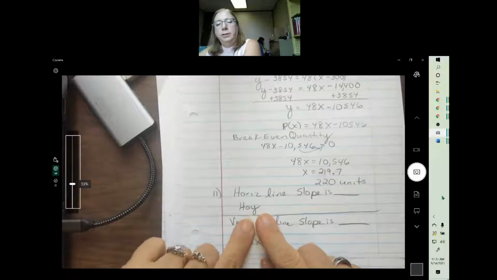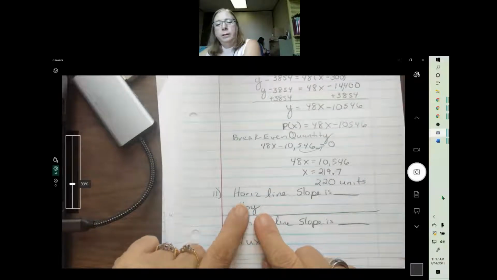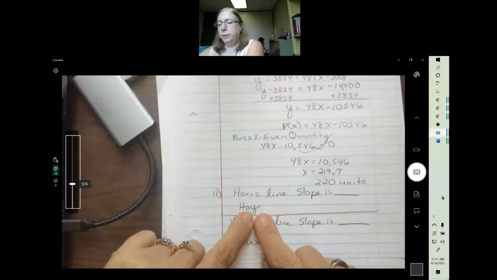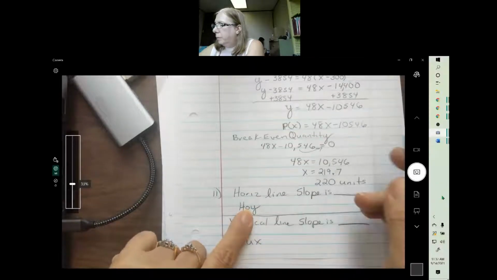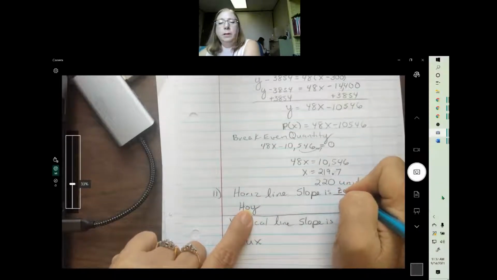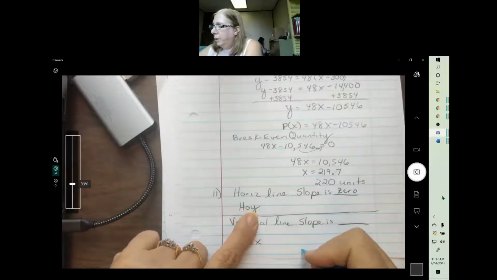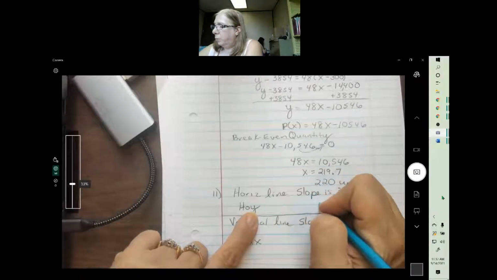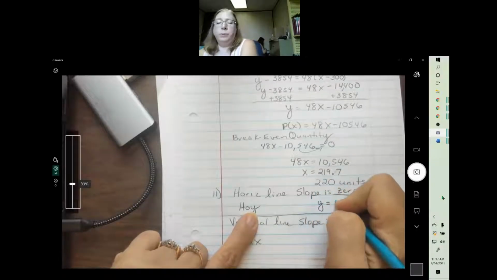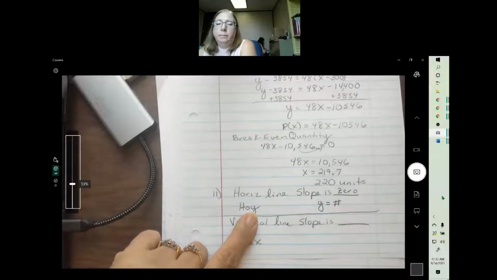So we look at this one first. H is for horizontal line. O is the slope, so the slope is 0. And Y is the equation. That means the equation only has a y in it. It's y equals some number.